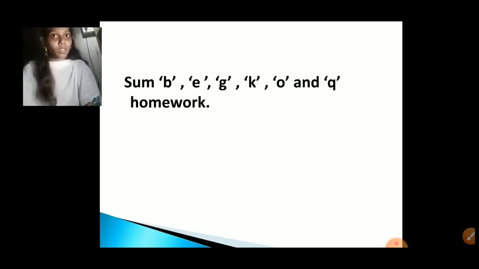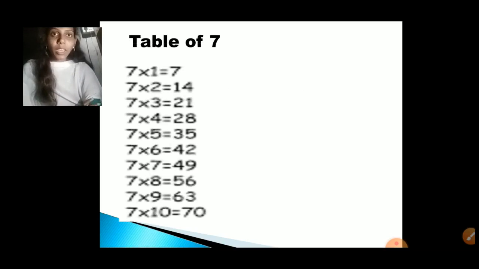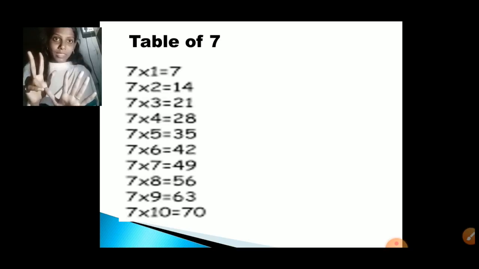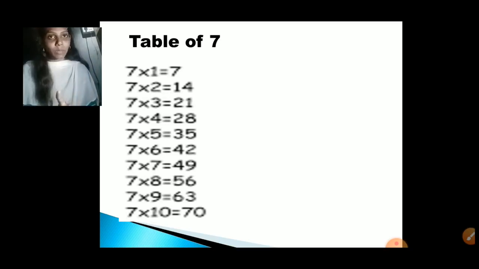Okay? Complete your homework. Now we will revise table. Table of 7. Okay? Now 7 ones are 7. 7 twos are 14. 7 threes are 21. 7 fours are 28. 7 fives are 35. 7 sixes are 42. 7 sevens are 49. 7 eights are 56. 7 nines are 63. 7 tens are 70.